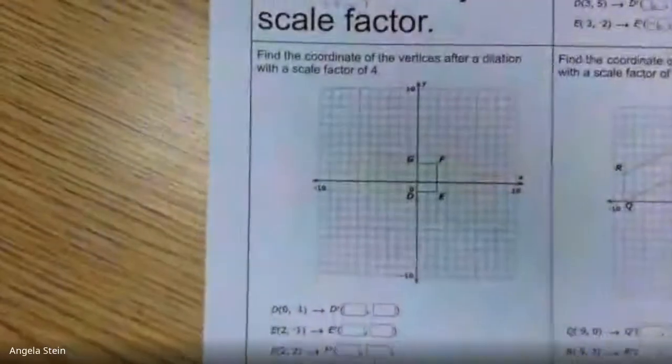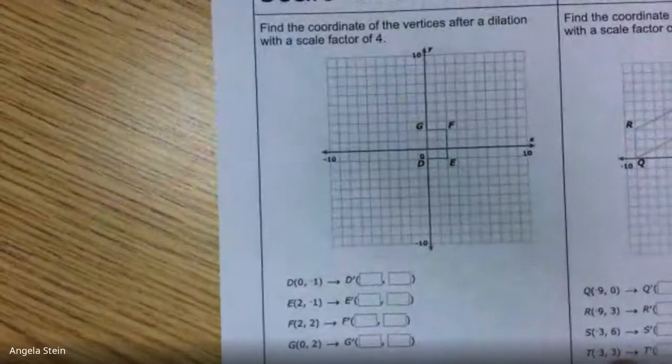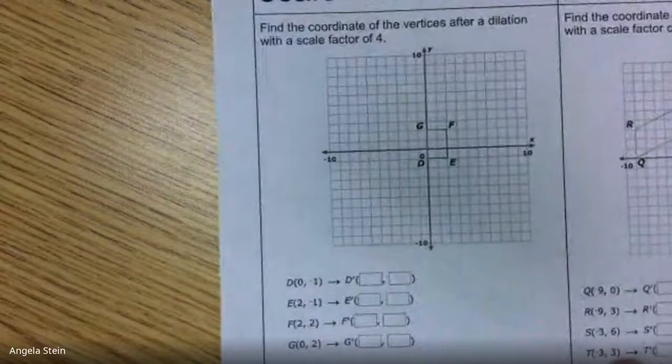So let's take a look at another one here. Here it says find the coordinates of the vertices after a dilation with a scale factor of 4. So 4, that's higher than 1. So this rectangle is going to be getting larger. That means we're going to multiply everything by the scale factor. If it's 4, everything multiplies by 4.